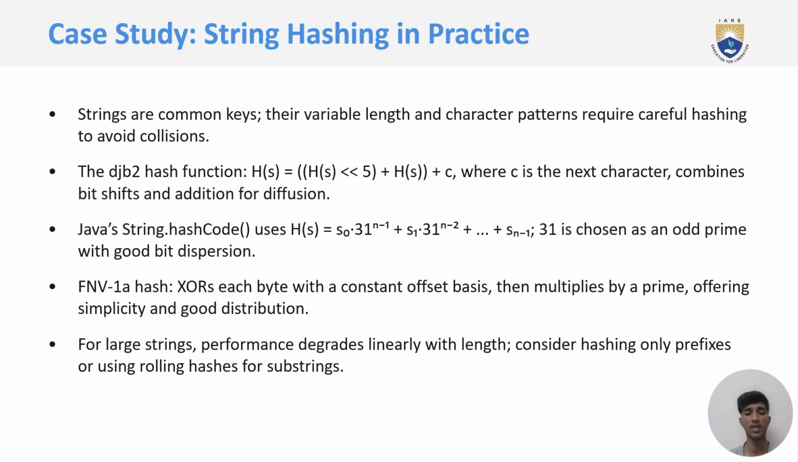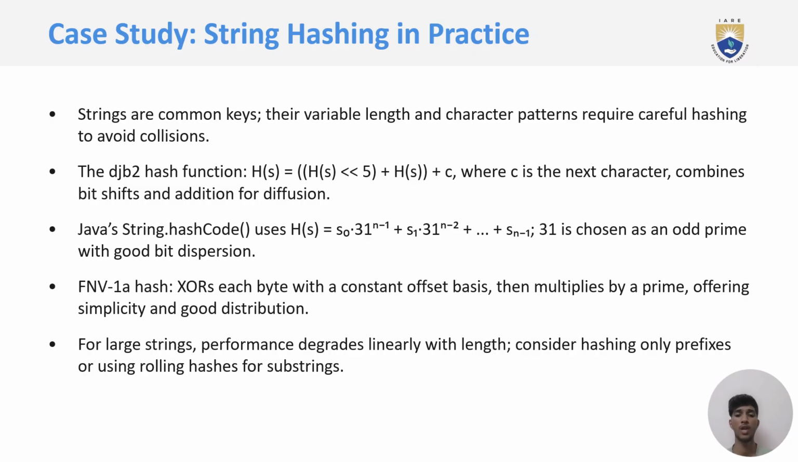Case study: string hashing. Strings are very common keys in many applications because strings have variable length. Designing efficient hash functions for them is important. One popular example is the DJB2 hash function, which uses bit shifting and addition. Another example is Java String.hashCode, which uses multiplication with a constant value such as 31.